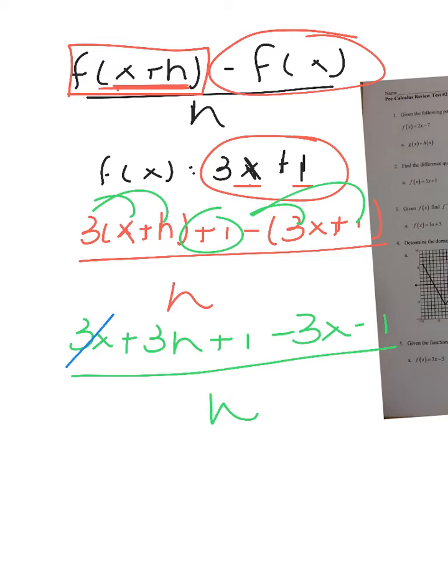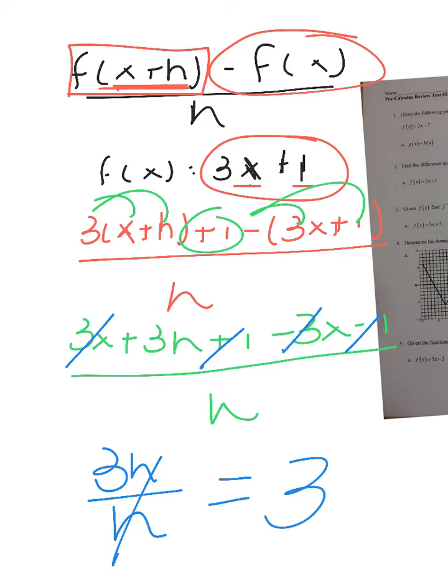So 3x and minus 3x cancel. 1 minus 1 cancel, so I'm left with 3h over h, which is equal to, the h is reduced to 1, so I'm left with just 3. All right, so let's take a look at the next one.